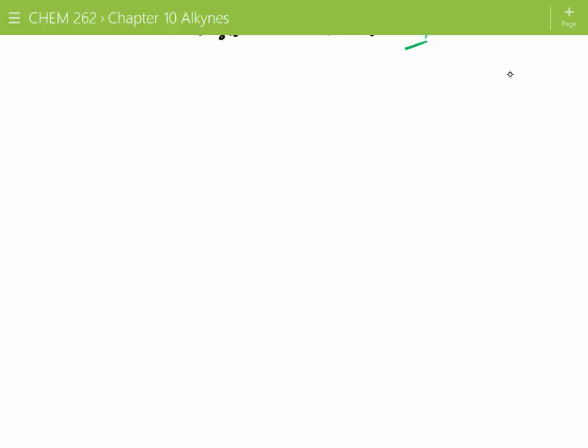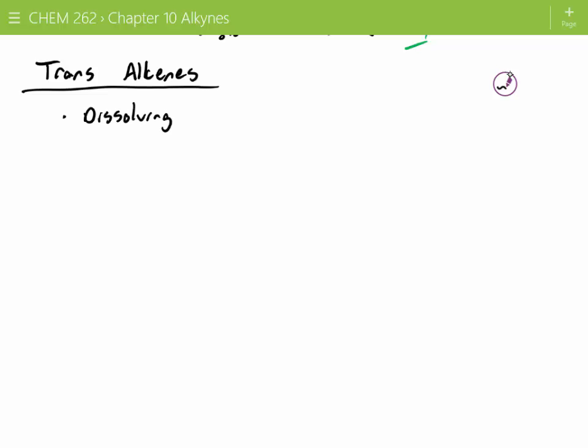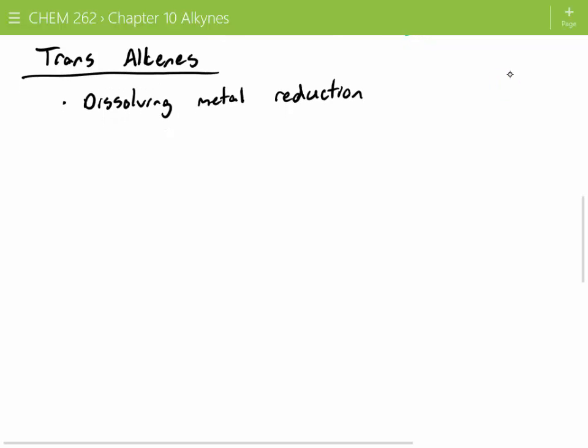So let's take a look at trans alkenes. And this is called the dissolving metal reduction. So in this case, it's not a true hydrogenation. It's technically a radical reduction.